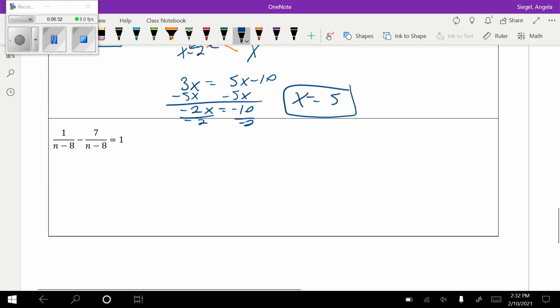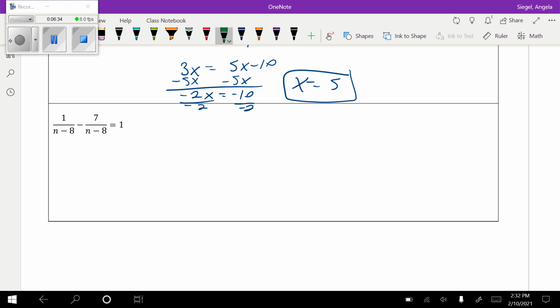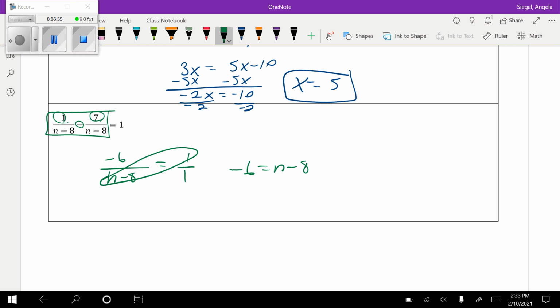Okay, let's do another one. Notice that I can combine these. So 1 minus 7 is negative 6 over n minus 8 equals 1. I'm going to write it as 1 over 1, because we can't take this any further. So we have negative 6 equals n minus 8. I'm going to add 8 to both sides, and n equals 2. Notice that it is totally okay to plug in 2 at the bottom.